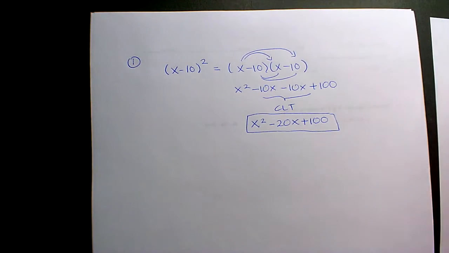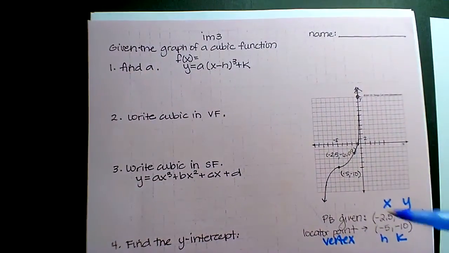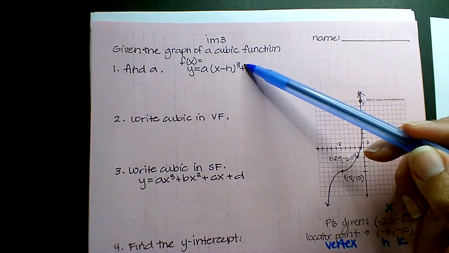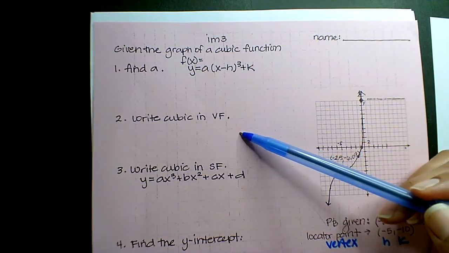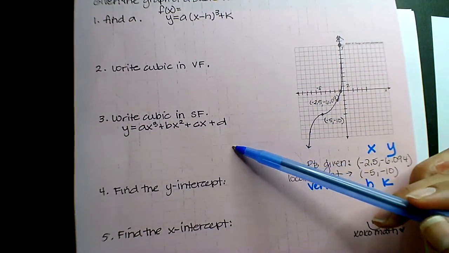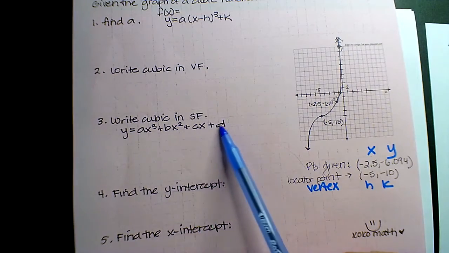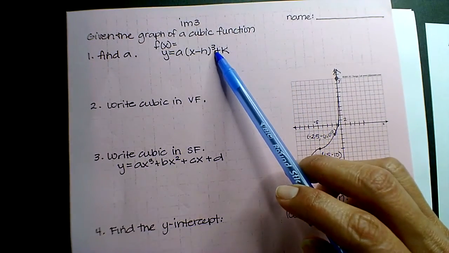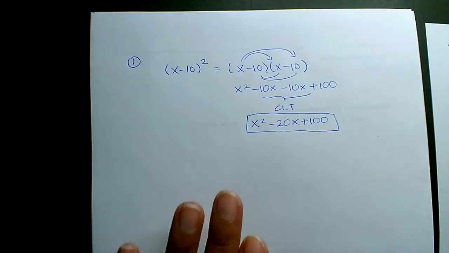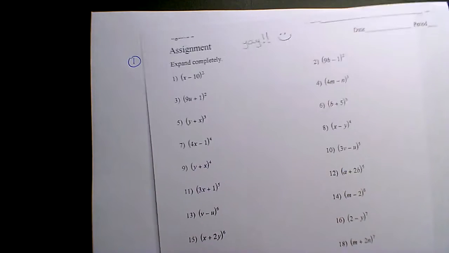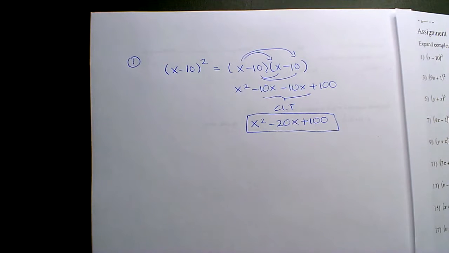So we're going to do a cubic one because of this sheet that I gave you guys the other day. Look, you're going to end up with a cubic here in vertex form. You're going to find the a value, but then in question 3, it's going to tell you to write the cubic in standard form, which means you have to expand it out. It's a cube, not a squared, and that's where this worksheet comes in to practice expanding.